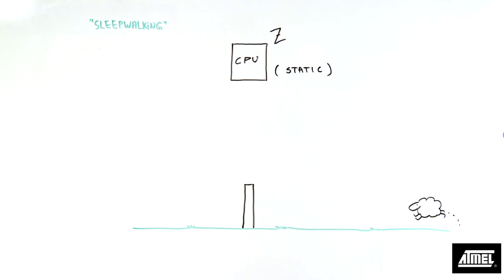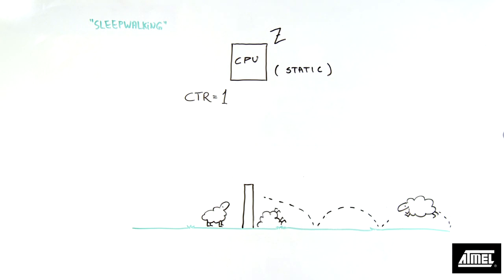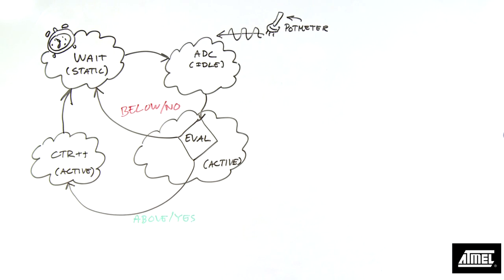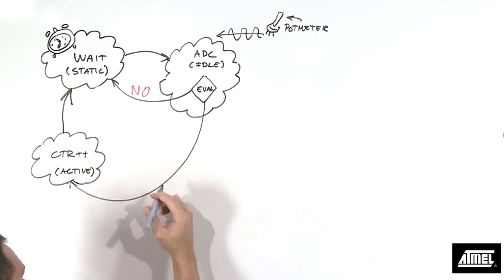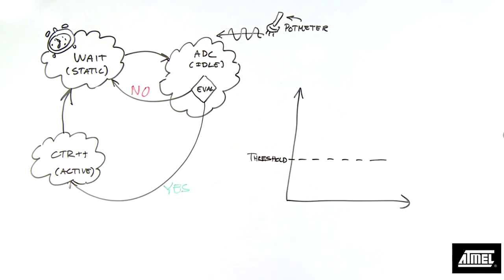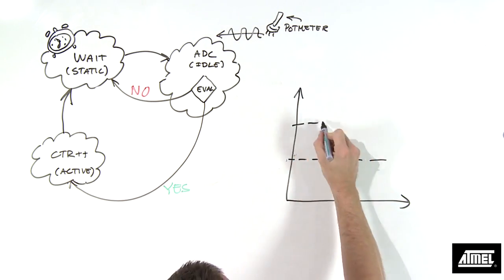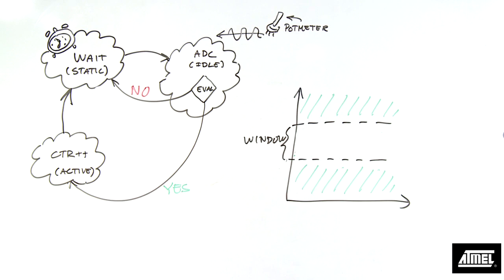What we want is this. Now, the word active flashed only once. The rest of the time, the CPU was sleeping. We call this sleepwalking. And here it means that the ADC can evaluate its own samples and decide whether it's over or under a threshold or inside or outside of a window. When a value meets the predetermined criterion, it wakes up the CPU with an interrupt.